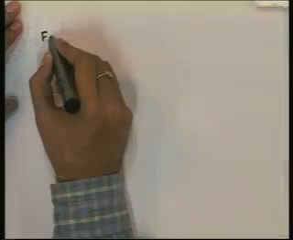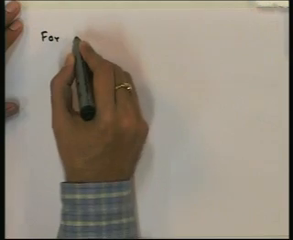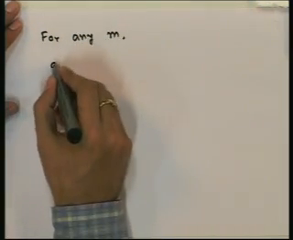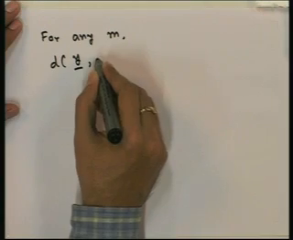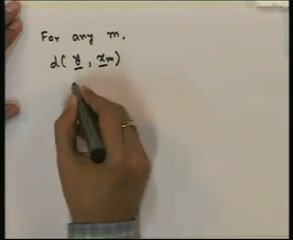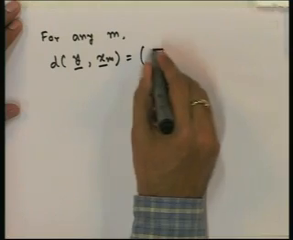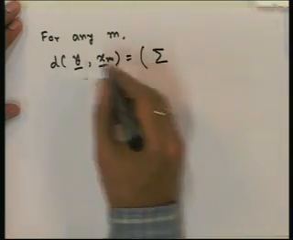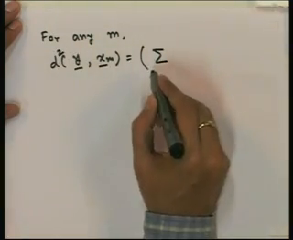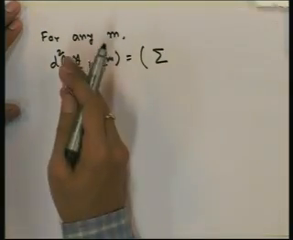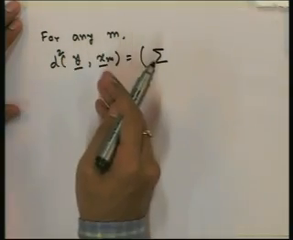For any m, how do we compute the distance? The distance between y and x m is, let us take the square, because to see which is the minimum distance, we can take the minimum squared distance also.